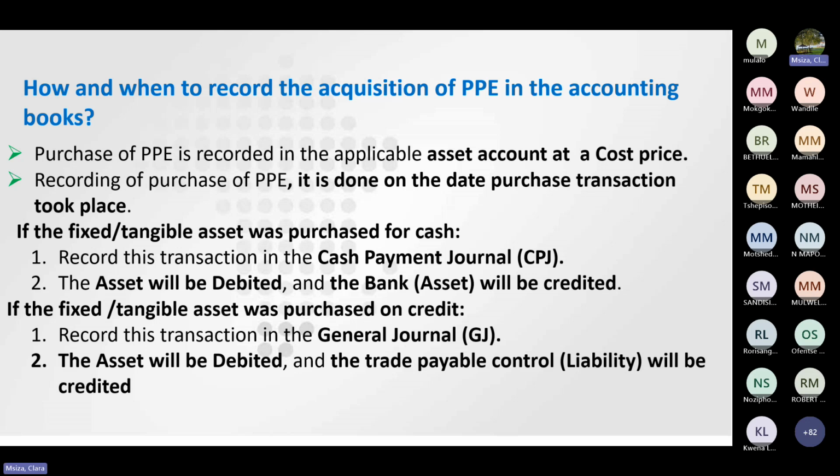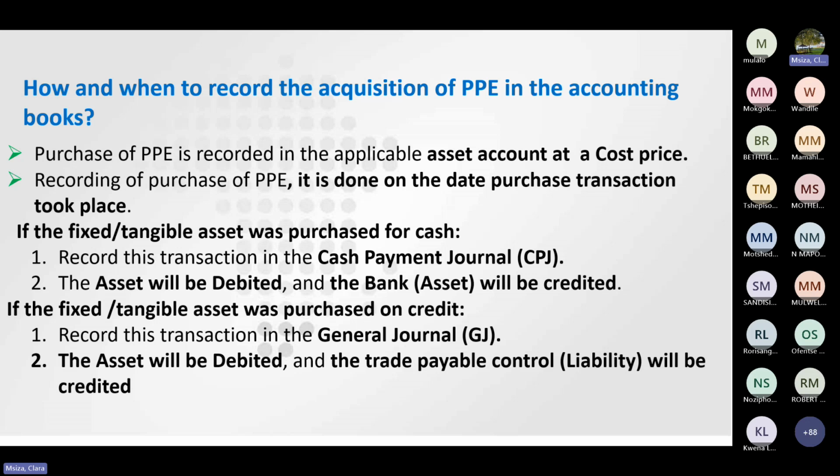If the fixed or tangible asset was purchased on credit, record these transactions in a general journal. Remember, if it's bought on credit, you cannot include it in the cash payment journal. You won't include it in that subsidiary because there's no cash involved. Therefore, you're going to go to your general journal to record the transaction because you bought this on credit. The asset will be debited and the trade payables control account will be credited.